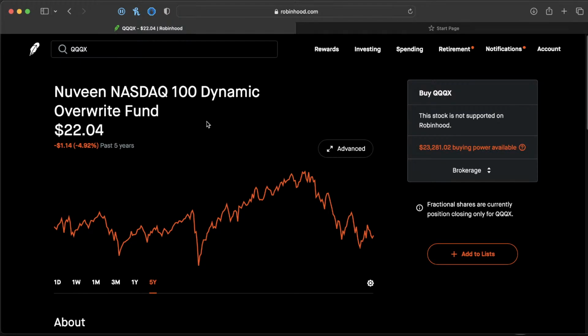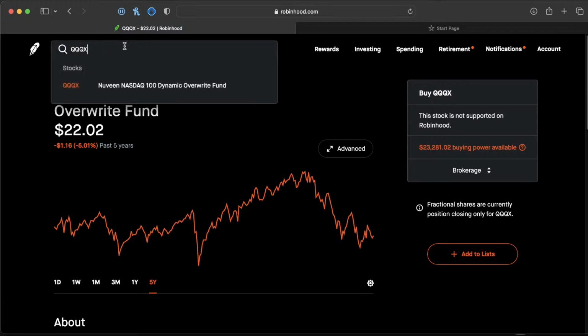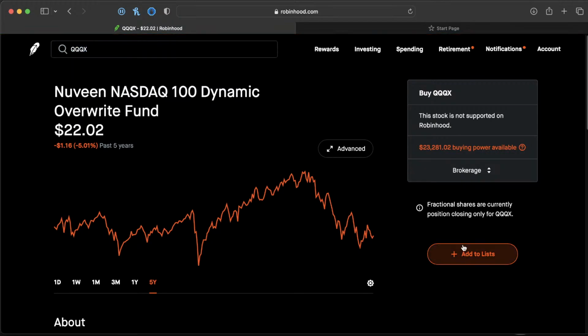Binance is going to go under very soon. Well, Binance got in trouble for money laundering, so I don't know if they're going to go under per se. I think that they're going to get a lot of litigation against them, but litigation doesn't necessarily mean that they have to stop business. Yeah, so Robinhood has QQQX, but you can't buy it. It says not supported on Robinhood.